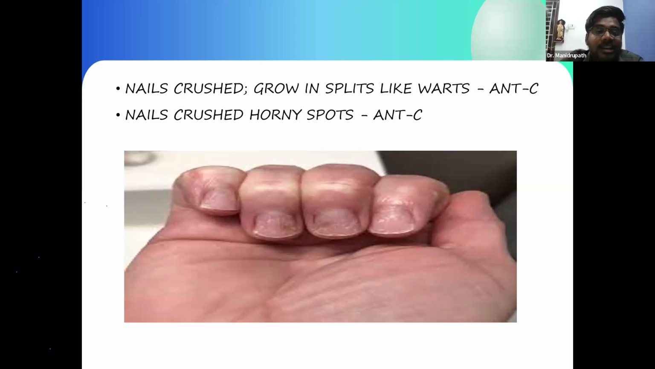Next, nails that are crushed and grow in splits like warts: Antimonium crudum. For Antimonium crudum, a lot of hardness and spots you can see. The thicker the nail is, the more indicated is Antimonium crudum. They desire pickles, especially Indian pickles. And Antimonium crudum is a remedy for warts, we all know, and impetigo with a lot of skin ulcerations.